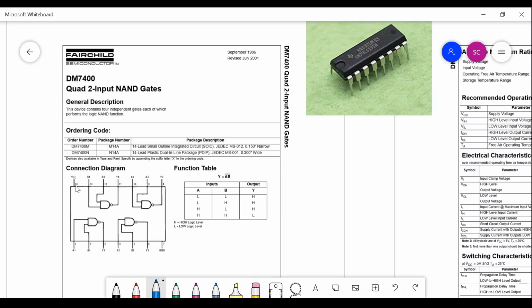That means you have to supply your supply voltage, which is plus 5 volt, to VCC and ground to 7. Unless you do that, the entire IC chip will not be working.